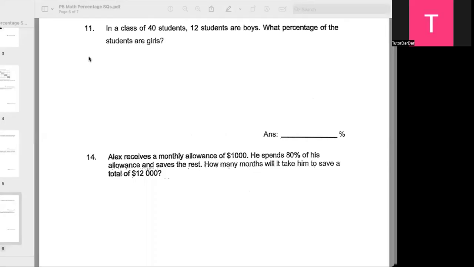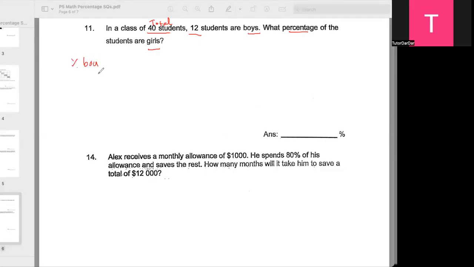In a class of 40 students, 12 students are boys. What percentage of the students are girls? So this is the total. 40 students is the total. Okay. They give you the boys. They want the percentage of girls. There are two ways to solve this problem. First thing first, I want to find the percentage of boys.